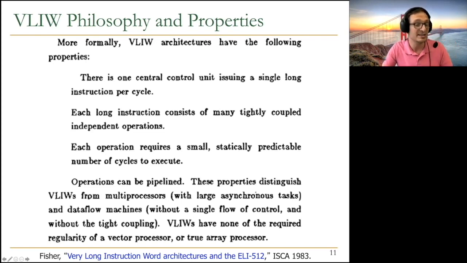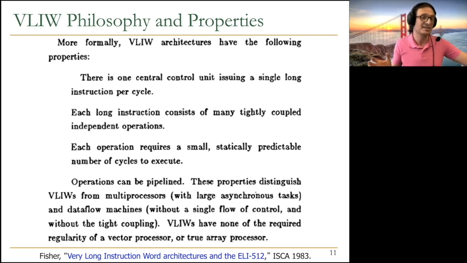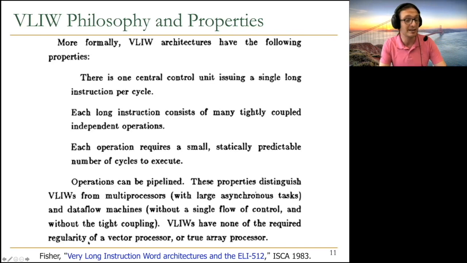And these properties distinguish VLIWs from multiprocessors, because multiprocessors parallelize code with large tasks, right? Large threads, let's say. And data flow machines don't have a single flow of control, and they don't have the tight coupling between instructions, as we have discussed also. And as we will see in the next lecture, VLIWs require none of the regularity of a vector processor or an array processor, which we will discuss in the next lecture.